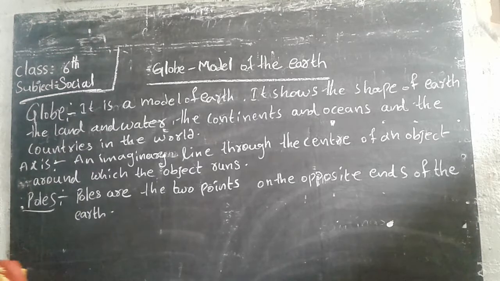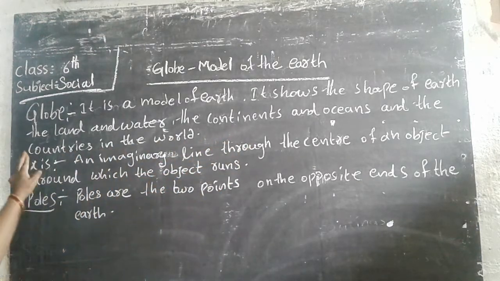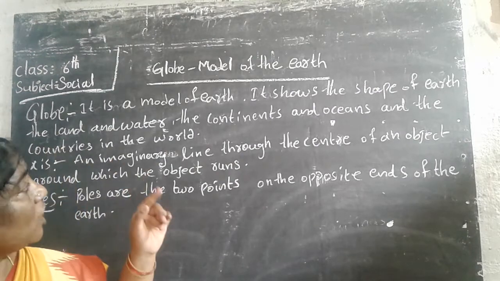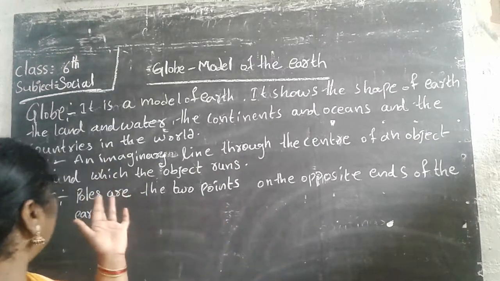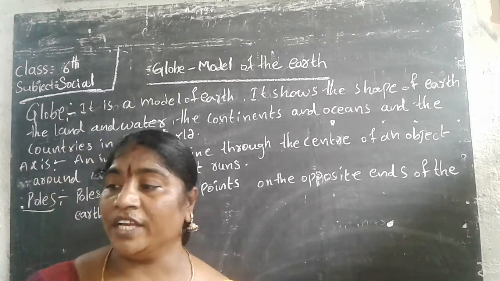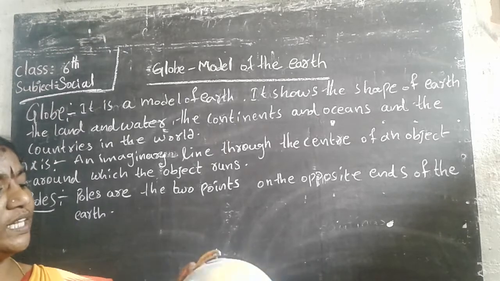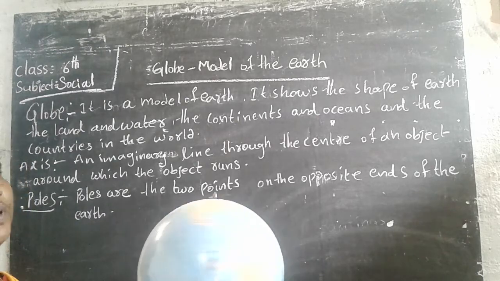We can call it a model of Earth. It shows the shape of the Earth and the lands and water, the continents, oceans, and the countries in the world. Yes, it shows the shape of Earth. See, it looks like this. Look, children, we have one globe here.